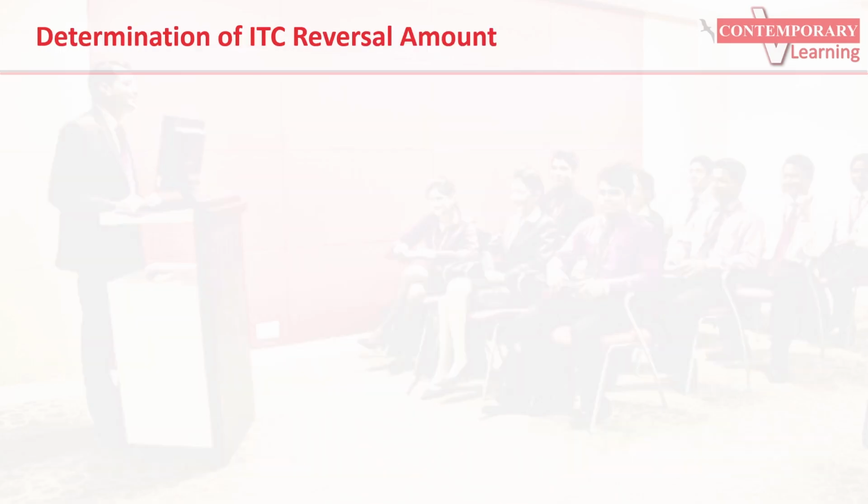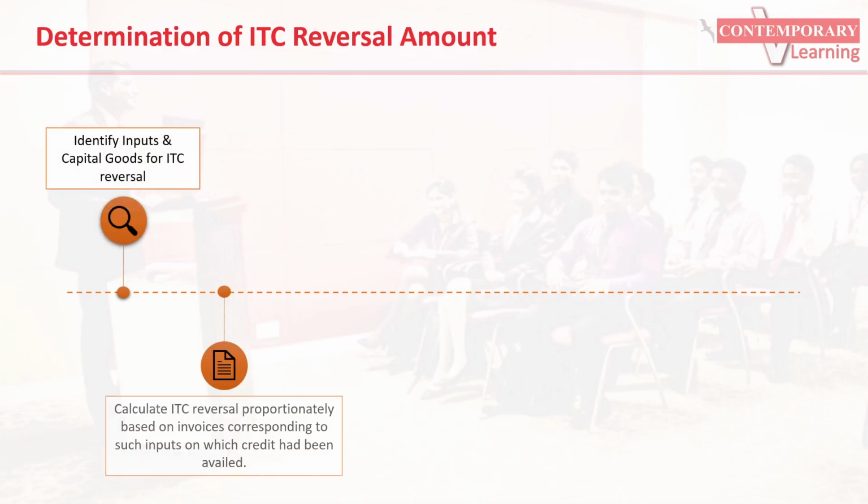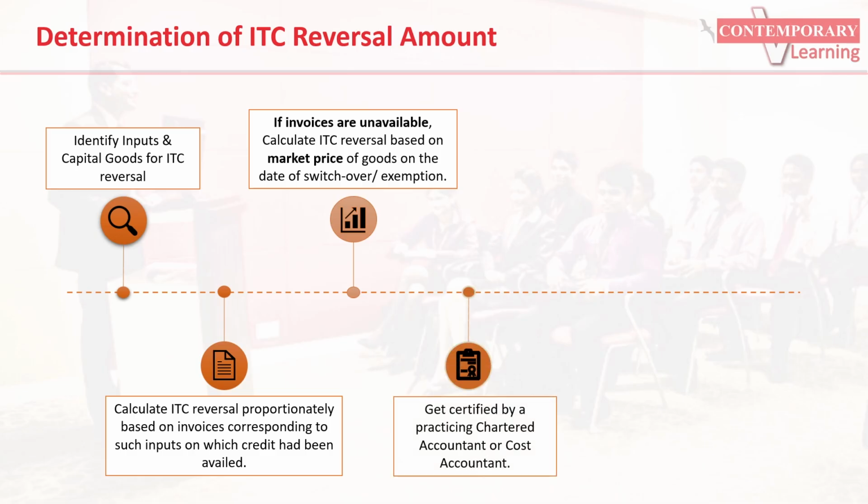Calculating the reversal amount requires careful attention to detail. For inputs, you calculate ITC reversal proportionately based on invoices corresponding to inputs on which credit was availed. If invoices are unavailable, which can happen in cases of lost records, you calculate reversal based on the market price of goods on the date of switchover or exemption. This calculation must be certified by a practicing chartered accountant or cost accountant.